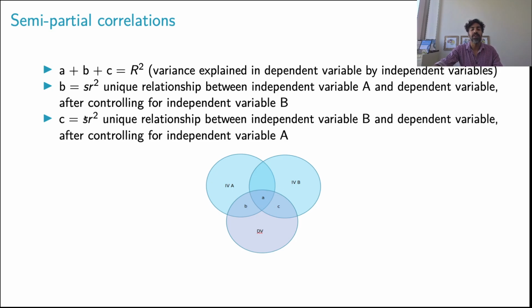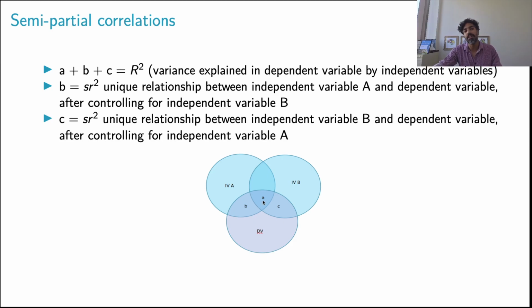And so what is a semi-partial correlation? Well, if we just look at B here, so if we just look at the variance in the dependent variable accounted for by B, this is the unique relationship between independent variable A and dependent variable here after controlling for independent variable B. So this is the unique contribution of independent variable A on the dependent variable. So that's what B represents. So it's the unique variance accounted for after controlling for independent variable B. Why do I say that?